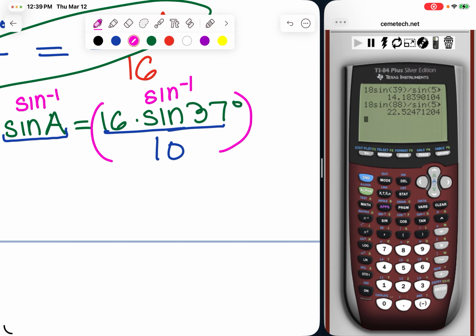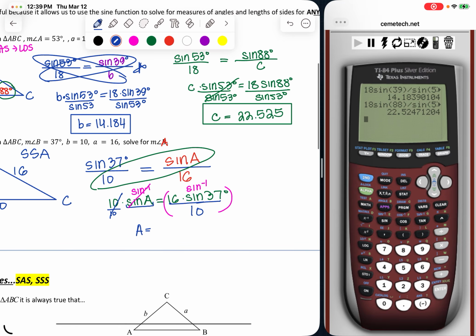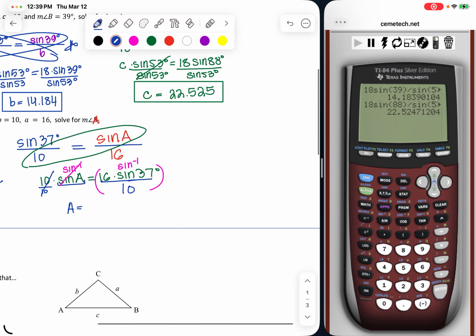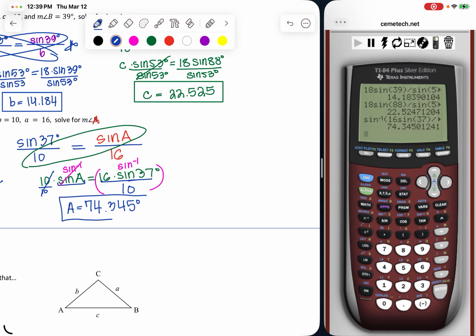So this is what I'm putting in my calculator. I really hope I get an answer. Part of the ambiguous case can be that it's not a triangle, like this side is too short. I made this one up on the fly, I thought I checked it, but hopefully there isn't a typo in it. Sine inverse of 16 times sine of 37, close the parentheses, divided by 10. Come on, give me an answer, thank goodness. Okay, so angle A is 74.345 degrees. All right, we got an answer here.